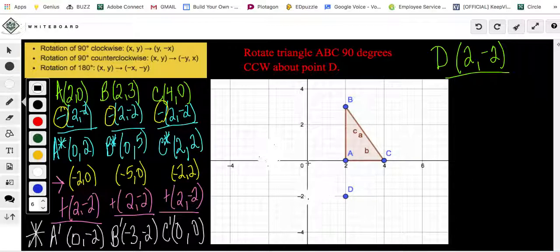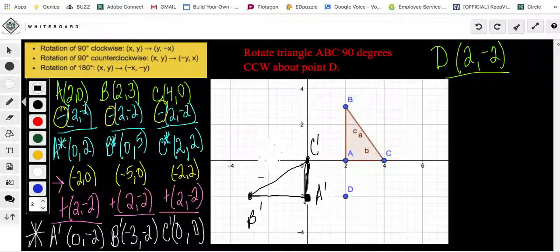Okay, so we have 0, -2 should be right here. That would be A prime. Then we have -3, -2 should be right here, B prime. And then we have 0, 0 should be right here for C prime. So now let's go ahead and connect them. And now we have our triangle. And if we look at it, you can see that this triangle, if I rotate it 90 degrees counterclockwise, it looks like it's in the right spot. It looks like it should end up here.